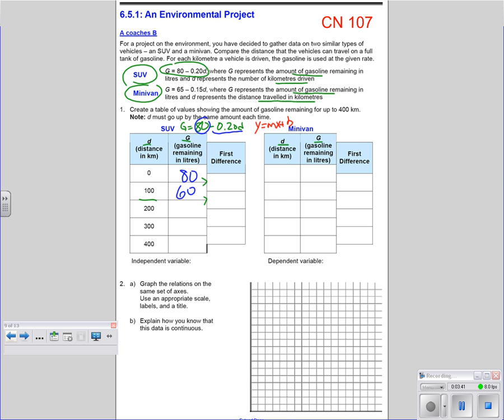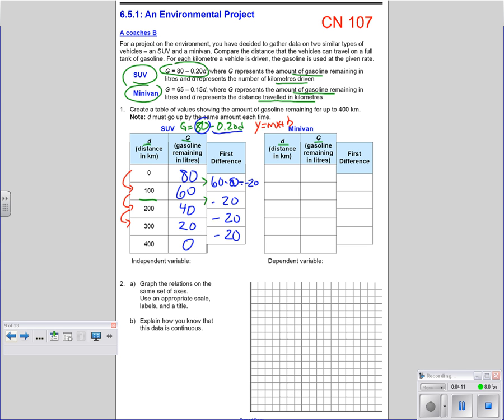Okay, so I can put 60 liters remaining in the tank. The first difference is 60 minus 80, which is negative 20. Since, as Marie pointed out yesterday, I am changing by the same amount all the time, I can use the same first difference. So this would be minus 20, and minus 20. So 60 minus 20 would give me 40, 40 minus 20 would give me 20, and 20 minus 20 would give me 0. So I'd have 0 liters remaining after 400 kilometers.